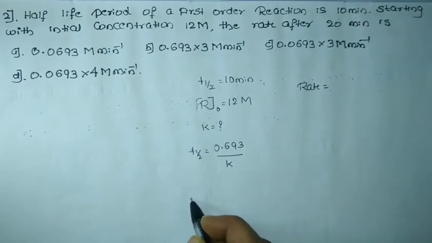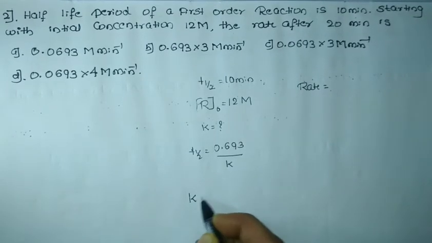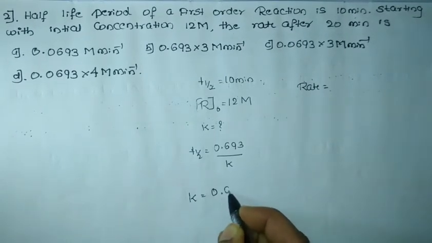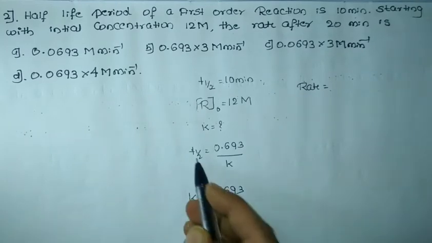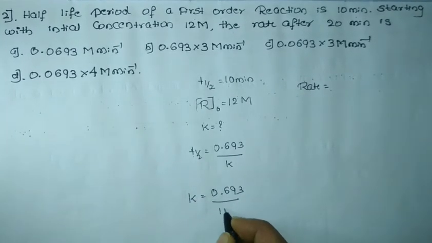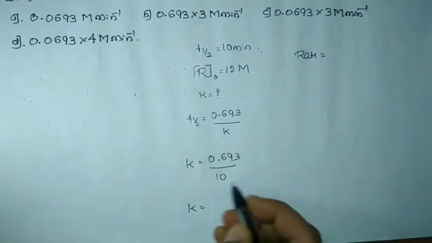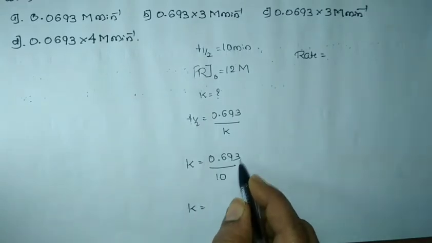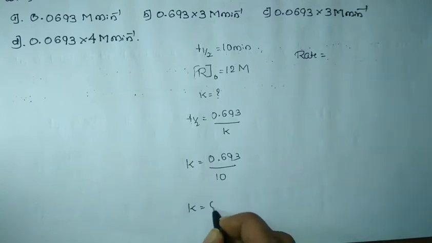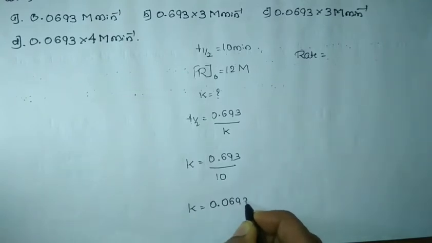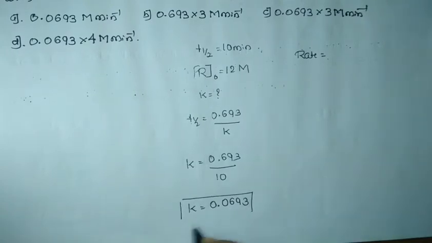Now, what do you want to calculate? K. So take K here, 0.693. What is the value of T half? 10 minutes. Substitute over here. Quite simple, right? So K is equal to, if I transfer the 10 to the denominator, it will become 0.0693. Now I got the K value, right?